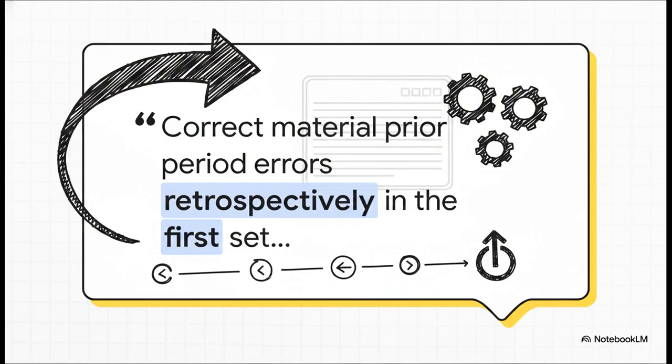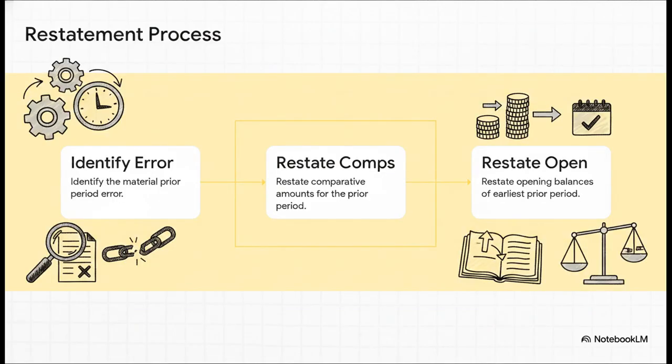You don't just dump the fix into the current year. You have to go backward to treat the root of the problem. Let's see how this breaks down into a strict three-step procedure. Step 1, identify the material prior period error. Well, we've done that. Step 2, restate the comparative amounts for the prior period presented in which the error occurred. And Step 3, if the error happened even earlier than your earliest presented period, you actually have to restate the opening balances of assets, liabilities, and equity for that earliest prior period.